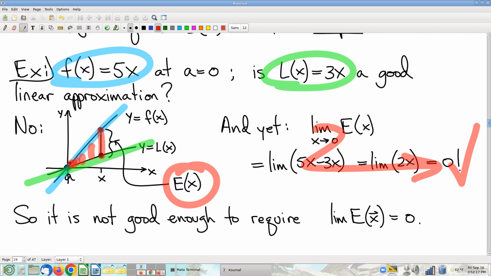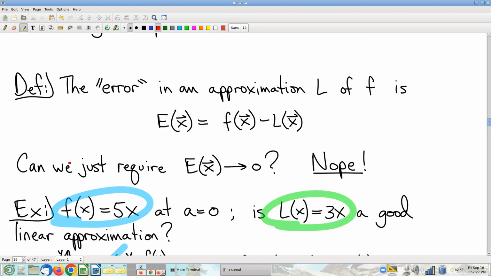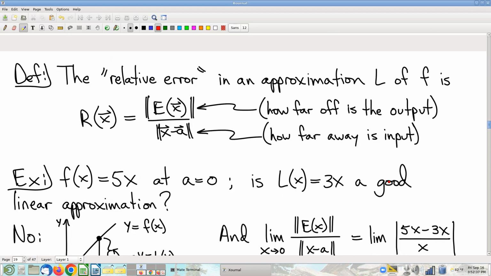Obviously the linear approximation in this case should actually be 5x, not 3x. It's just wrong. So this doesn't work either. Error approaching 0 is not good enough. Everybody see the problem there? All right. Here's what's going to be the winning move.